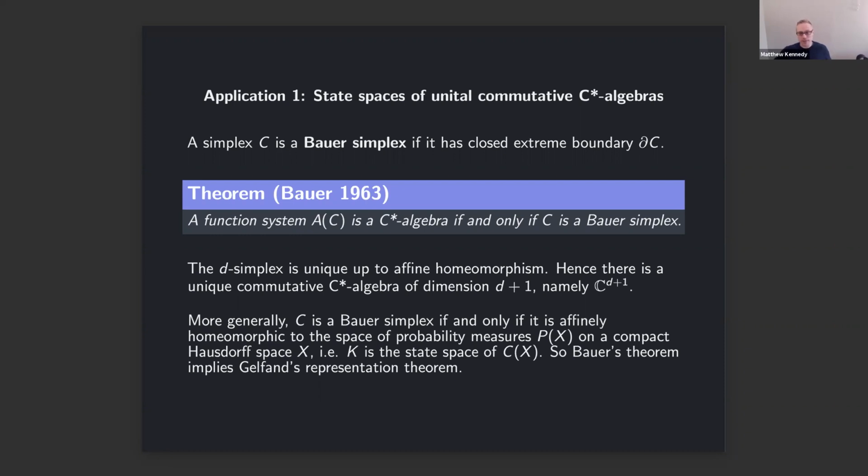But more generally, C is a Bauer simplex if and only if it's affinely homeomorphic to the space, rather, of probability measures on a compact Hausdorff space. So C is the state space of C(X), in other words. And so Bauer's theorem is really implying a version of Gelfand's representation theorem.